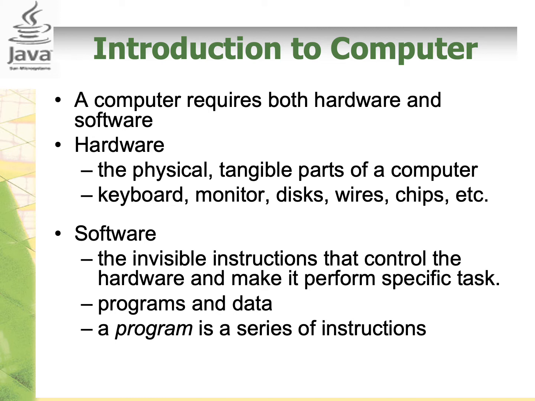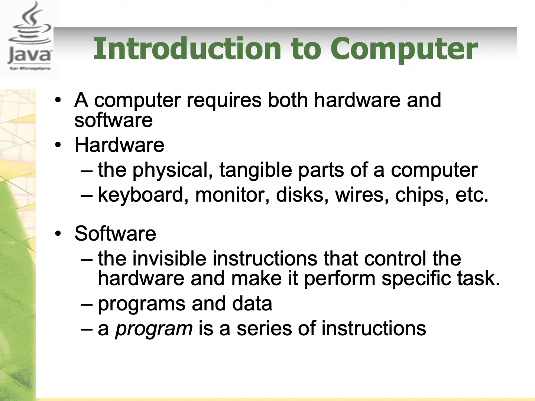A computer requires both hardware and software. Hardware is the physical and tangible parts of a computer. It can be the keyboard, monitor, disk, wires, chip, and so on. The software part is the invisible instructions that control the hardware and make it perform specific tasks. Software is the programs and data, and a program is a series of instructions.